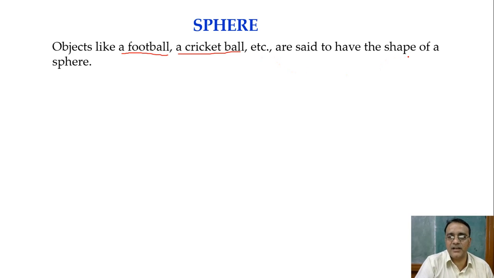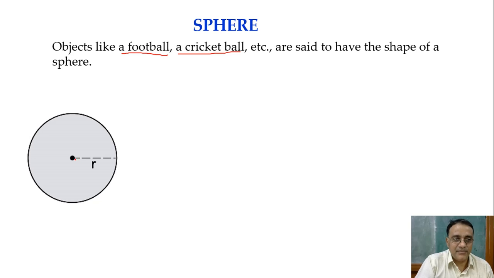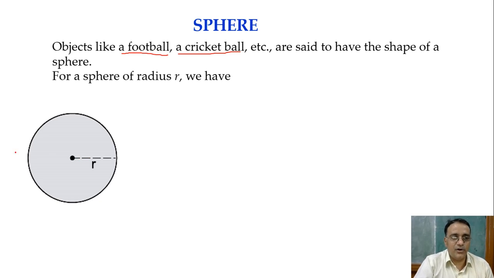are said to have the shape of sphere. See this example. इसमें एक ही parameter है radius, that is r. So for a sphere of radius r, what is the curved surface area of the sphere? 4 pi r square. Very good. What is the total surface area of sphere? 4 pi r square. Okay, very good.